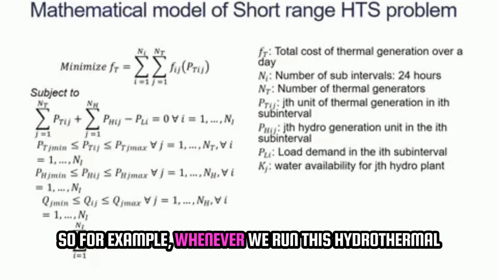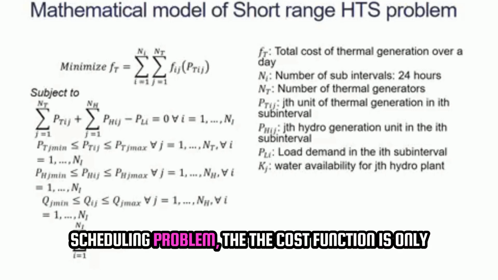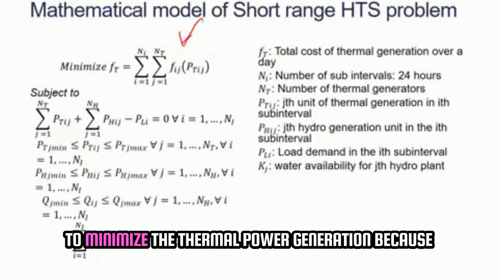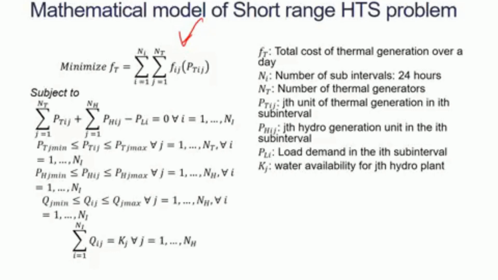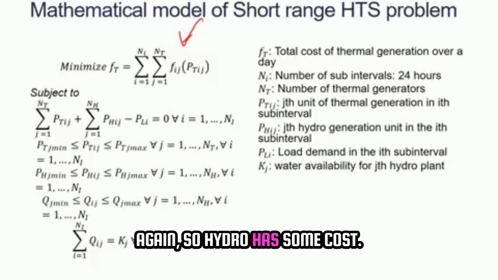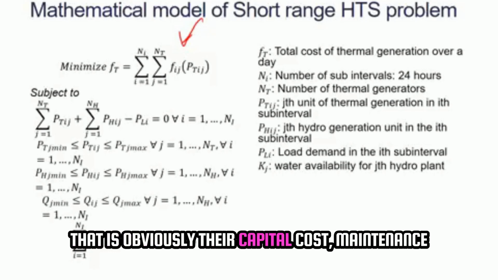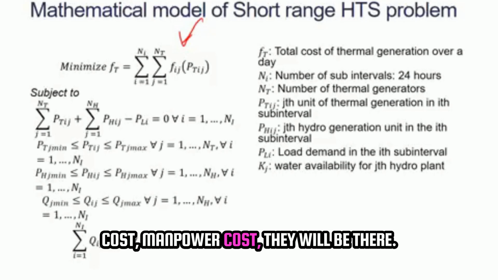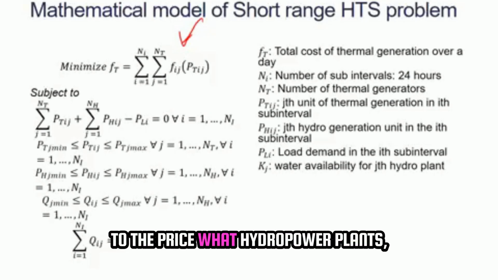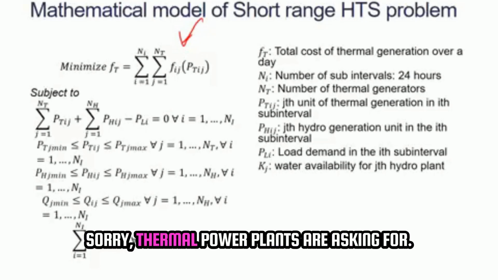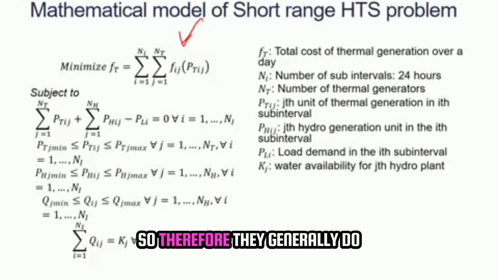For example, whenever we run this hydrothermal scheduling problem, the cost function is only to minimize the thermal power generation, because we are assuming that hydro is free of cost. Hydro does have some cost, obviously capital cost, maintenance cost, manpower cost, but they are very low compared to the price that thermal power plants ask for. Therefore they generally do not consider a price for hydro.